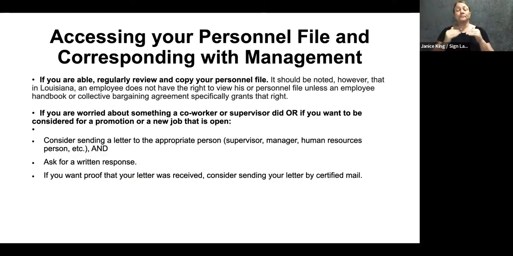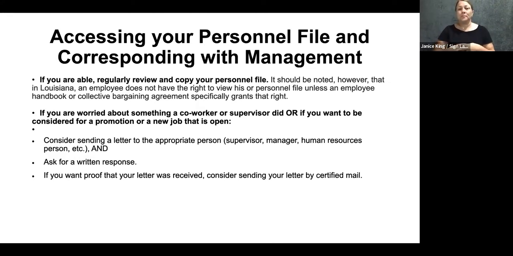In Louisiana, you don't actually have a right to view your own file unless the employee handbook or a collective bargaining agreement specifically grants that right. But regardless of whether you have that right, certainly no harm in asking. And certainly, if you have that right, and you feel like you're being discriminated against, you certainly should request to see your file.